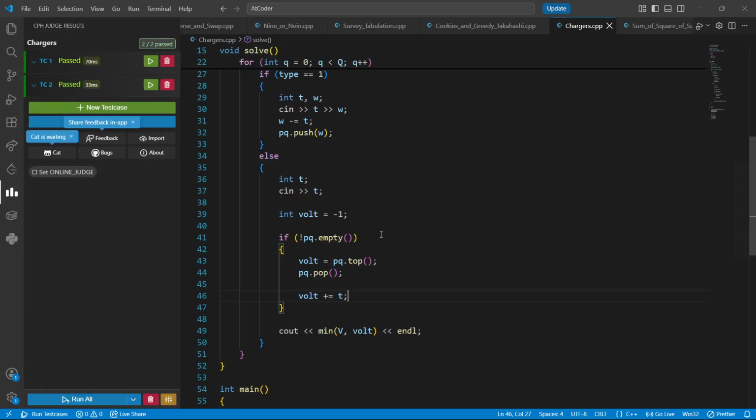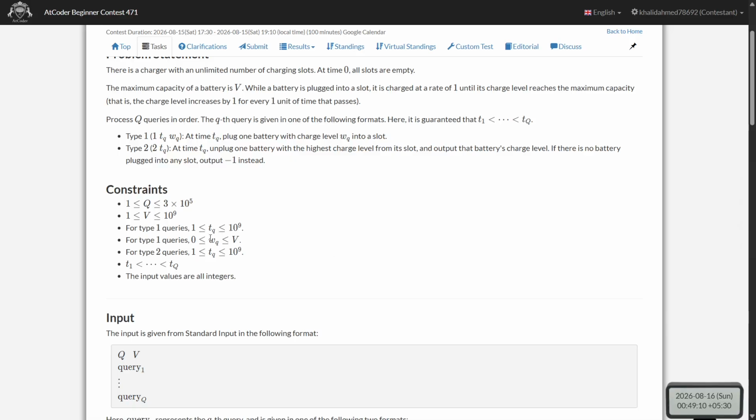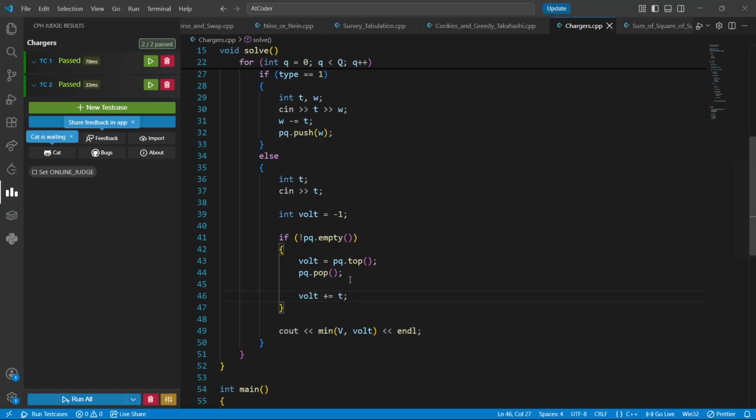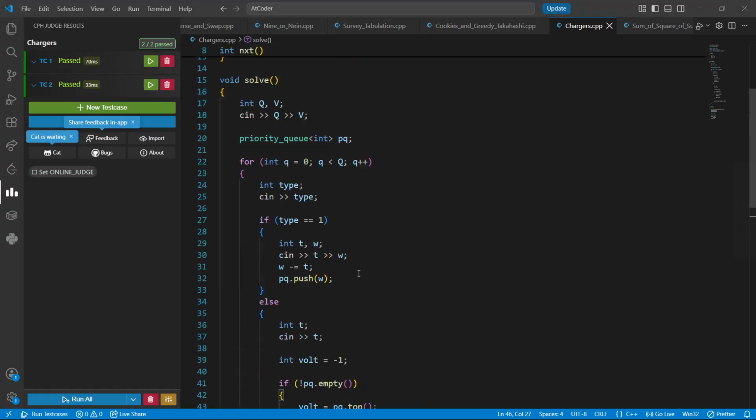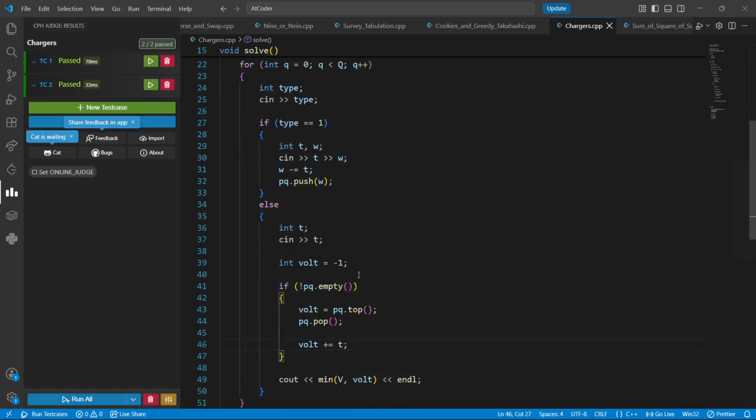It's running fine, but this will fail. I'll tell you why. Because here time is 10 power 9 and query is 10 power 5. Okay, so multiplying this will give you 10 power 14. So here whatever we are adding in volts, right? So this can go up till, I mean it can surpass the integer max limit.